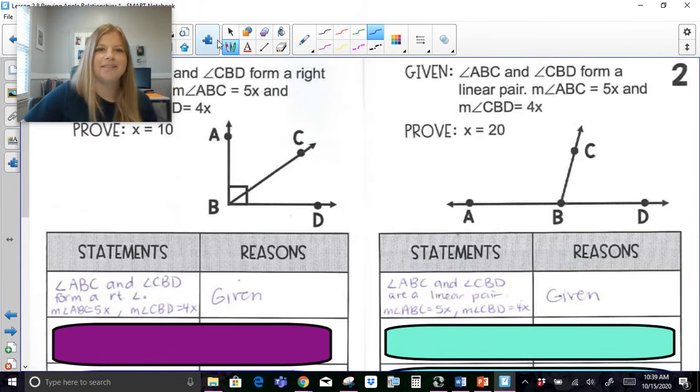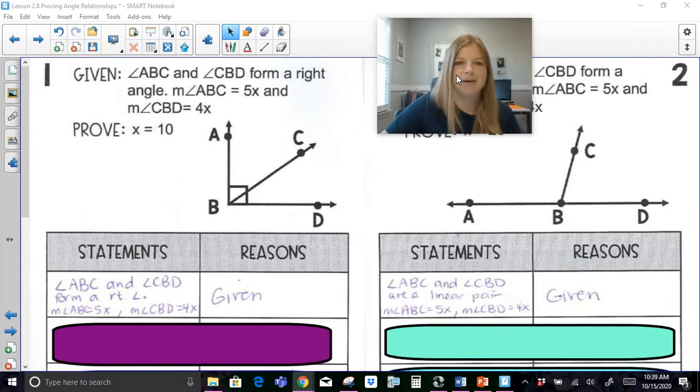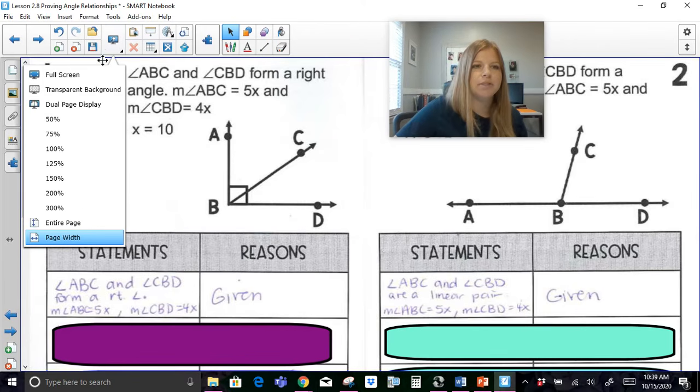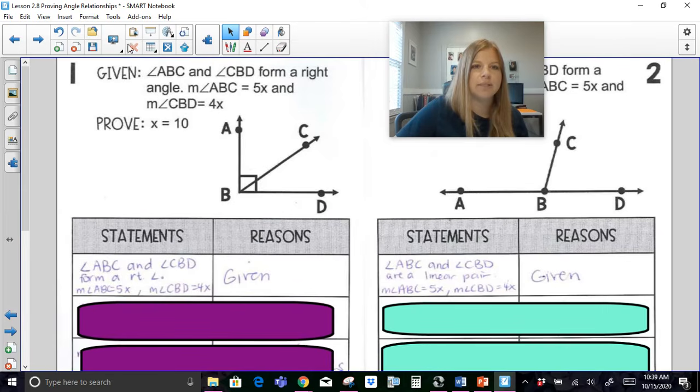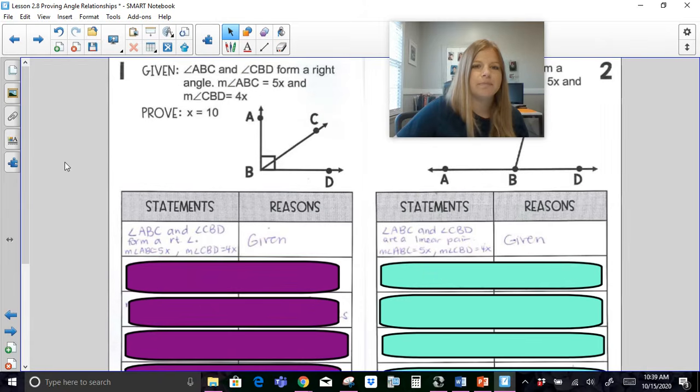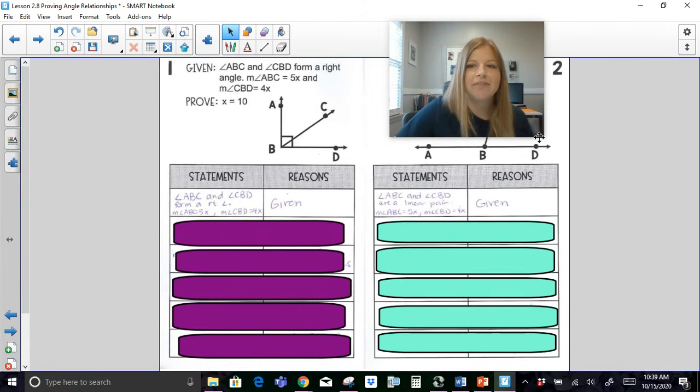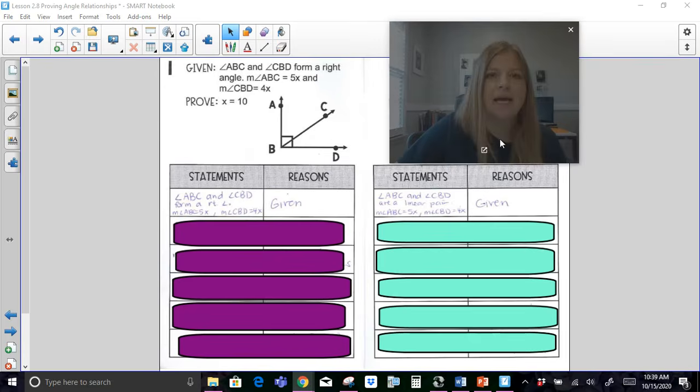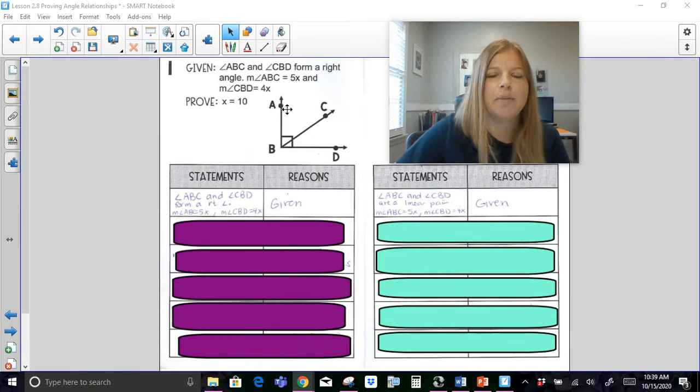All right, let's jump into some proofs now. Ready? Okay, I'm going to zoom my screen out just a little bit so we can see the full proof. Okay, given angle ABC and angle CBD form a right angle. The measure of angle ABC is equal to 5x and the measure of angle CBD is equal to 4x. Prove that x is equal to 10.